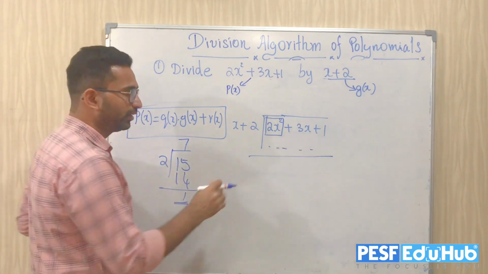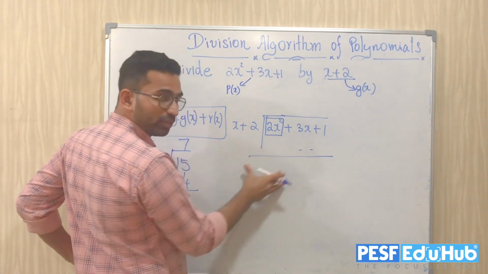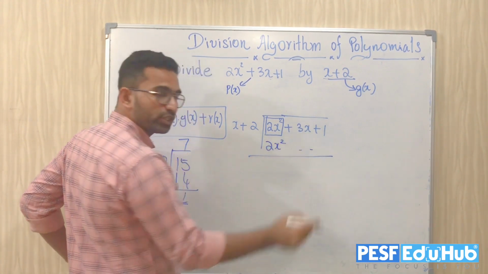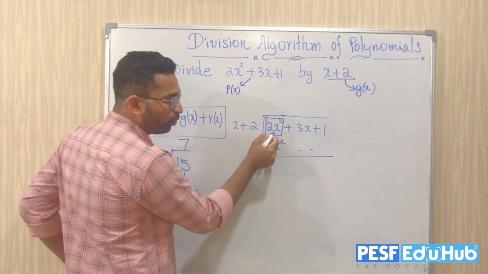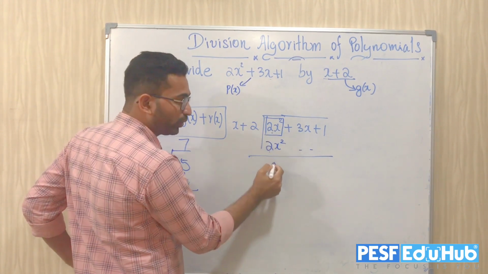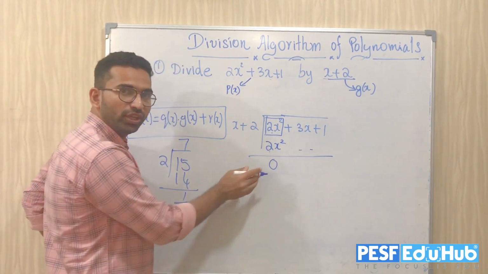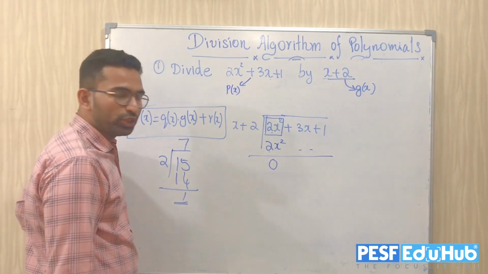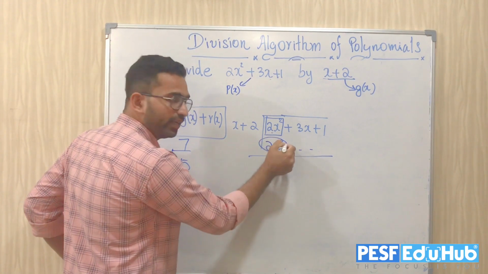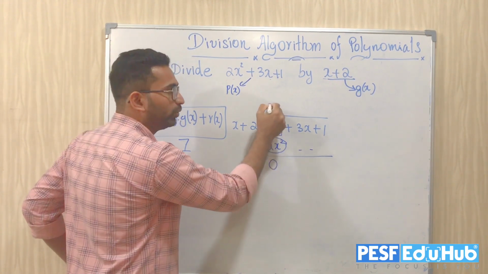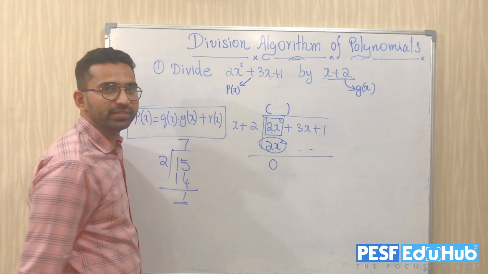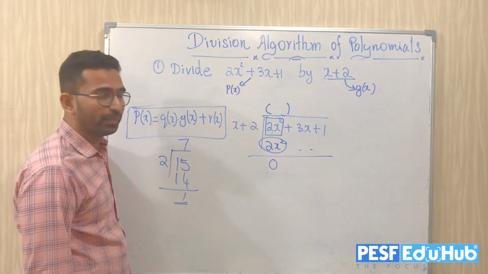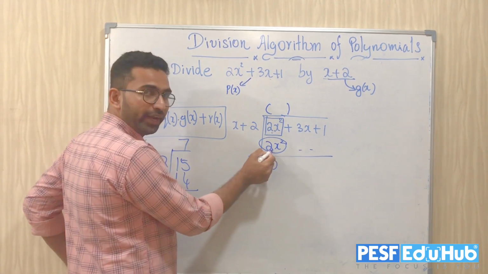So what should be your quotient to be introduced here so that this will disappear? In other words, I am going to subtract, right? So subtracting means it should be 2x square here. Then only when I subtract 2x square and 2x square, I'll get 0. 0 means this term has disappeared, right? So to get a 2x square here, what should be written at the quotient place? That is the thing you have to think.